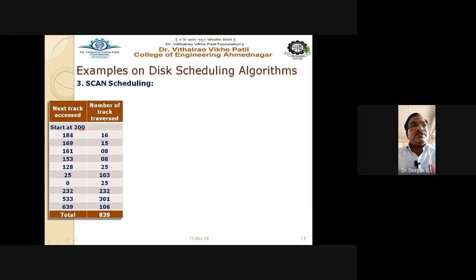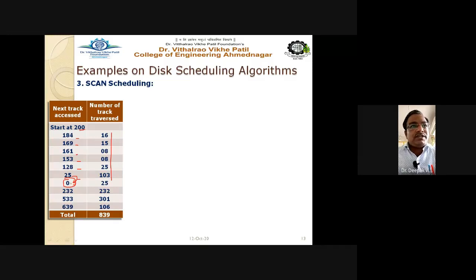So it will move toward 184, then 169, then 161, then 153, 128, then 25, and then it will move to 0. These are the distances traveled by that particular head. This one extra bit is added here, because 0 is not included in the request list, but we have to consider it, because from 25 it has to go to 0.